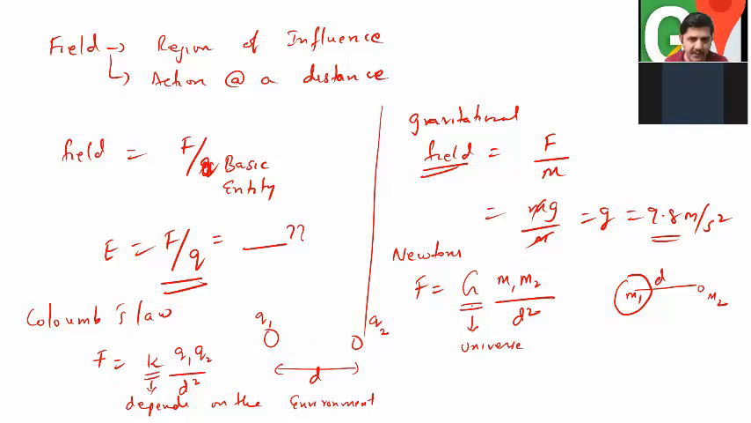This value of G remains a constant, which will be 6.67 into 10 power minus 11. But the value of K, it's not like that. It keeps on changing depending upon the environment. If it is ethanol, it will have a different value. If it is water, it's a different value. If it is air, it's a different value. It depends only on the environment.